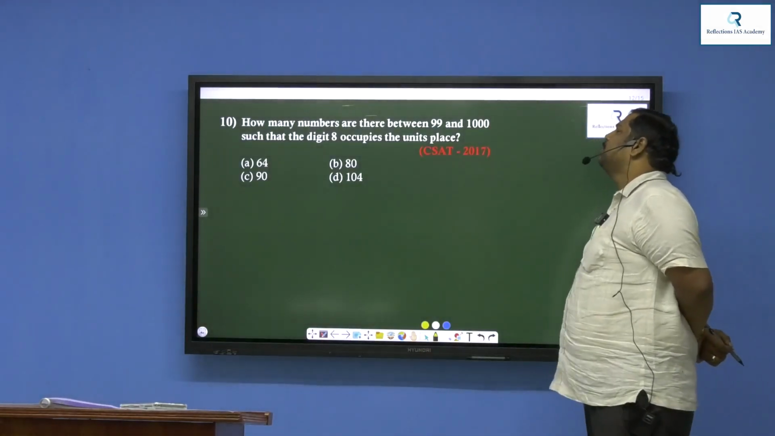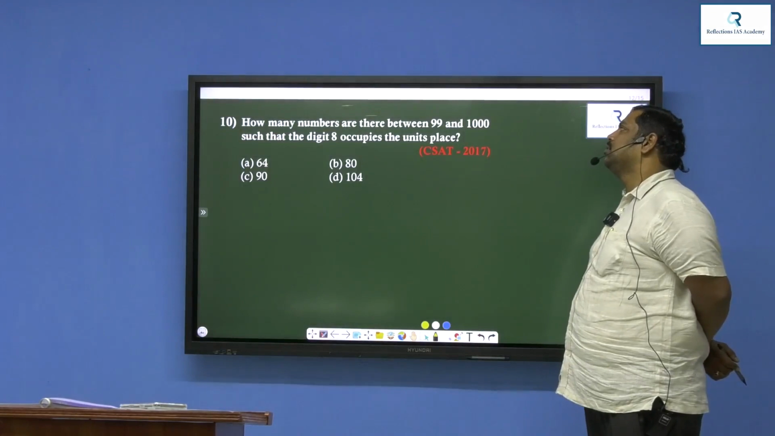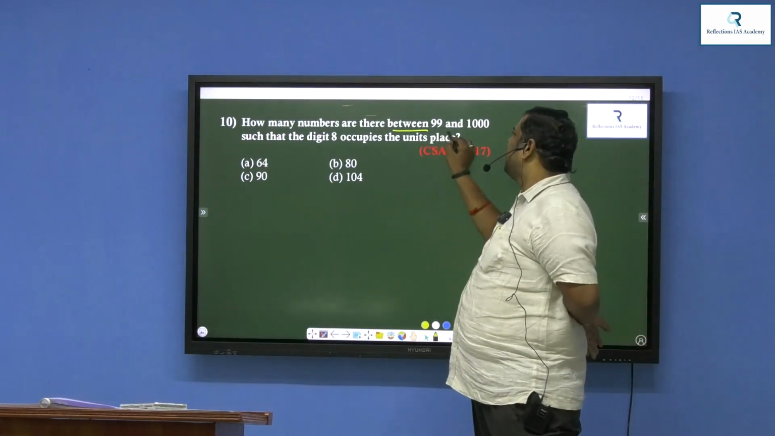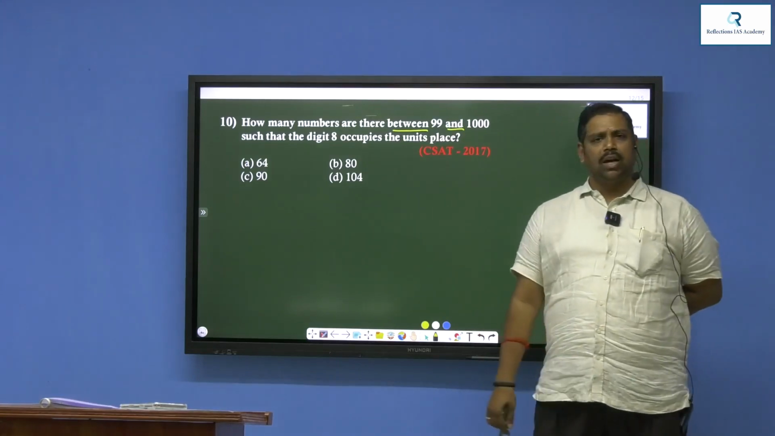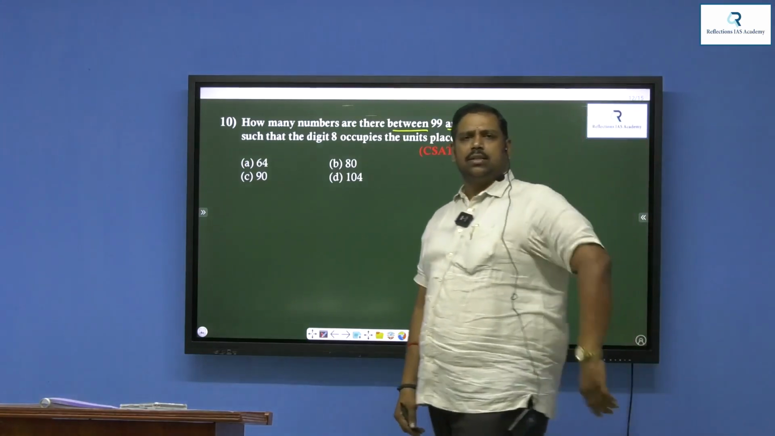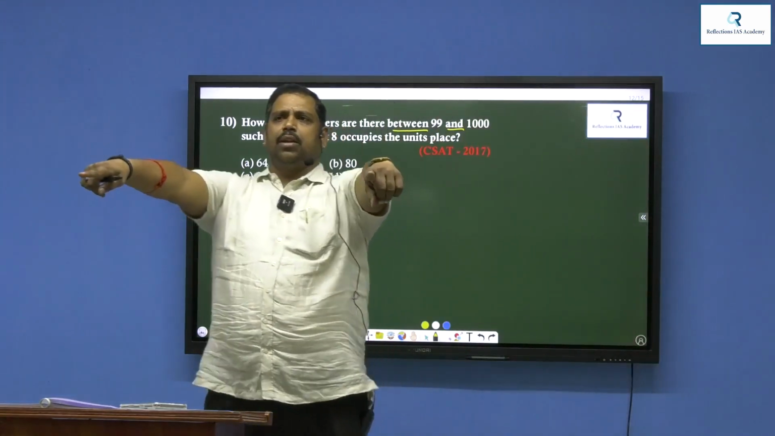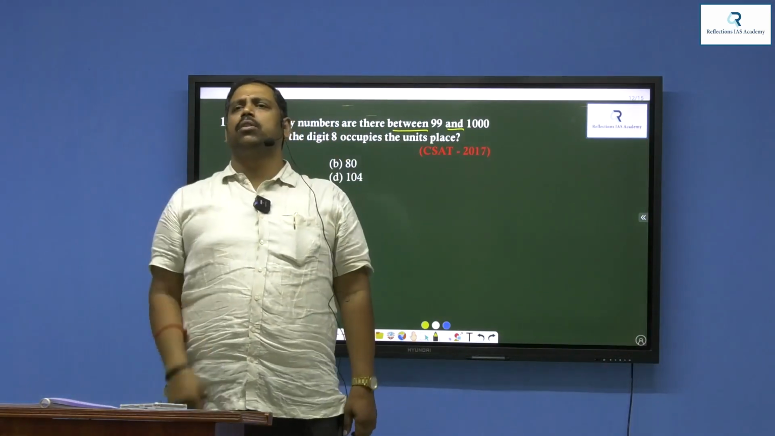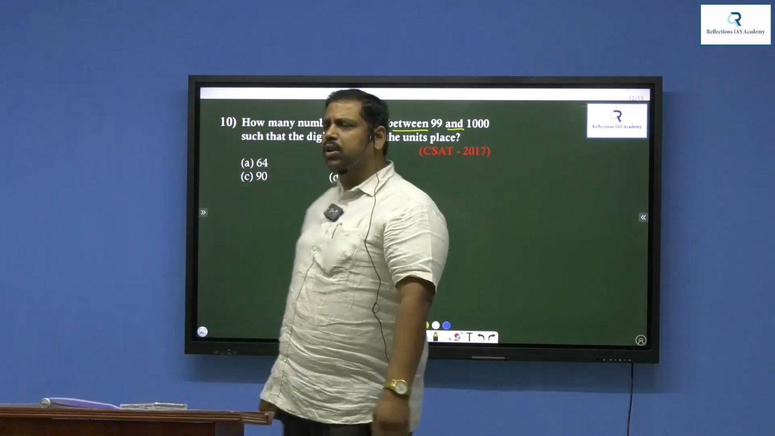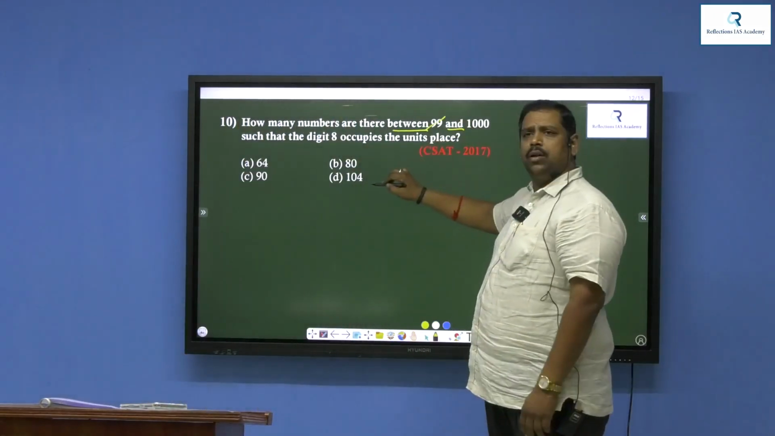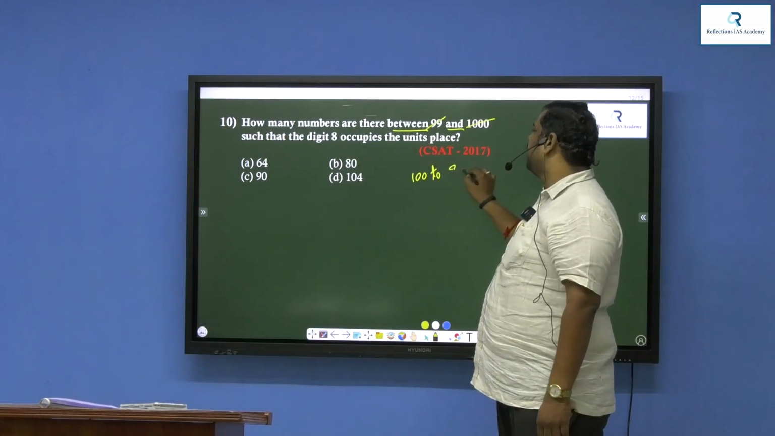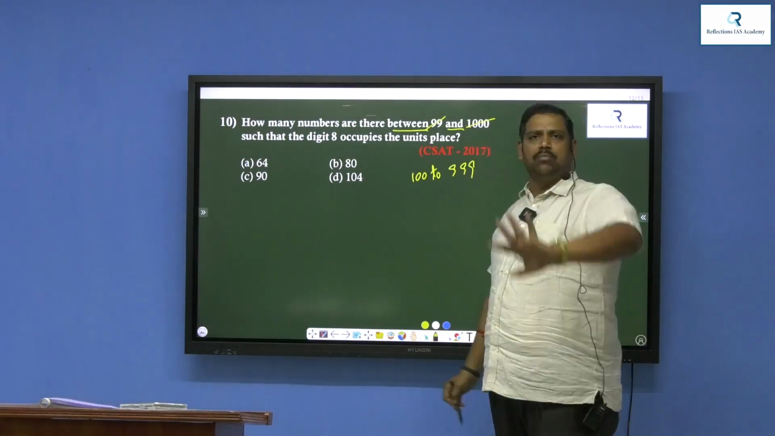How many numbers are there between 99 and 1000? Observe the most important point. Between how many are there means these two will not be counted; the middle ones will be counted. So I should not count 99, and not even 1000. So 100 to 999 means only 3-digit numbers.